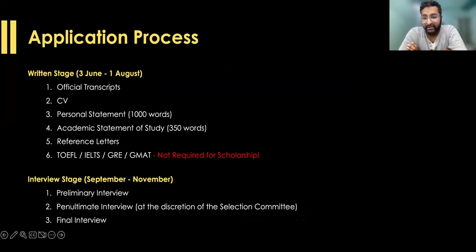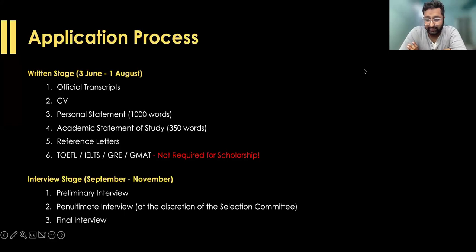Now, the application process is in 4 stages. The first is a written stage, which is what I'm sure all of you are going through right now. And then there'll be 2 or 3 interviews, depending on the number of candidates and the discretion of the selection committee. Now, at the written stage, you require a bunch of documents that you need to provide. Your official transcripts. This includes transcripts for your 10th and 12th and your undergraduate education. So if you haven't finished your undergraduate degree, you'll have to provide a provisional transcript for the time being.